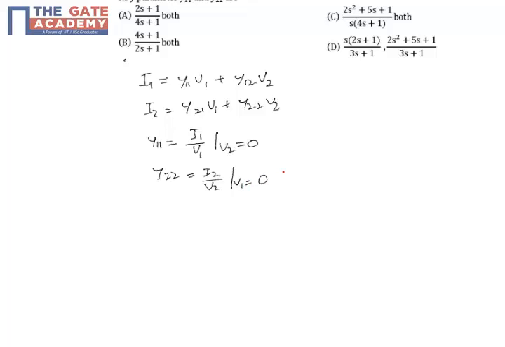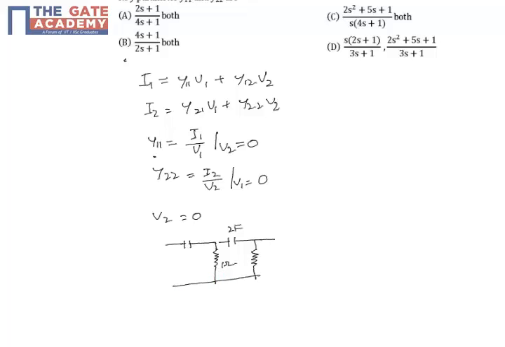First we will consider the case when v2 is equal to 0 in order to determine y11. So now v2 is equal to 0. Let us draw the circuit when there is a short circuit applied across v2. We have a 1 farad capacitor and then a 1 ohm resistor, and then a 2 farad capacitor, and then the resistor.